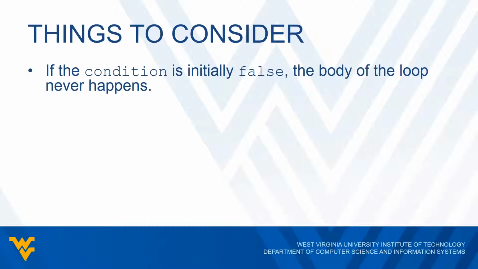There are a couple of other things that we need to consider when creating for loops. First, if the condition is initially false, then the body of our loop's never going to happen. This is also true for while loops as well. So if it's just false from the get-go, then we're not going to run anything inside the body of a for loop or a while loop.